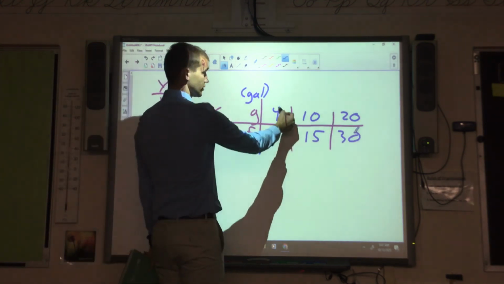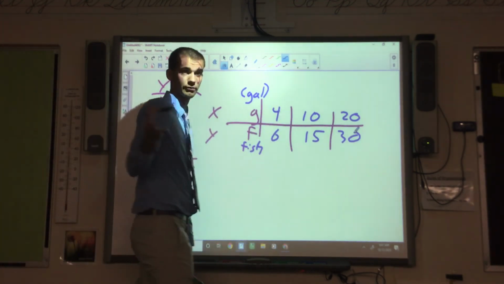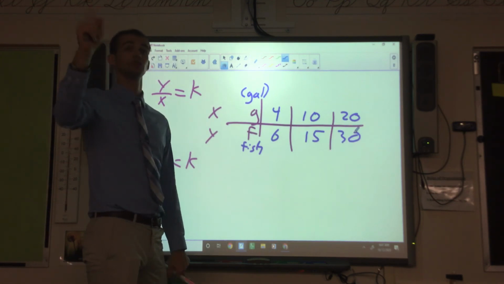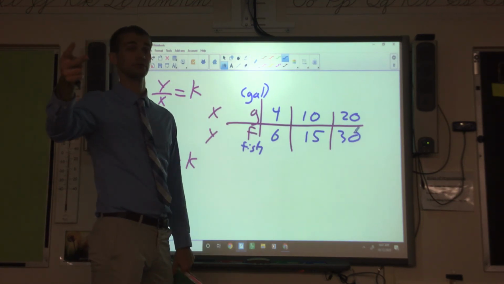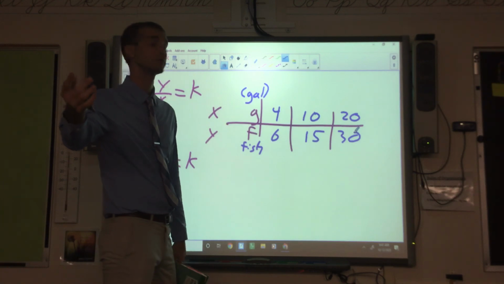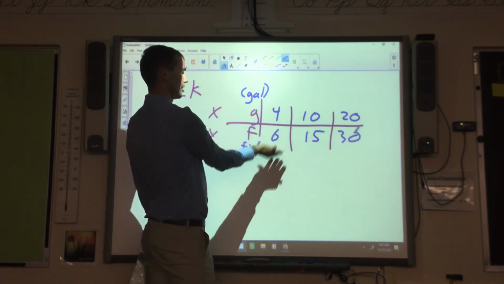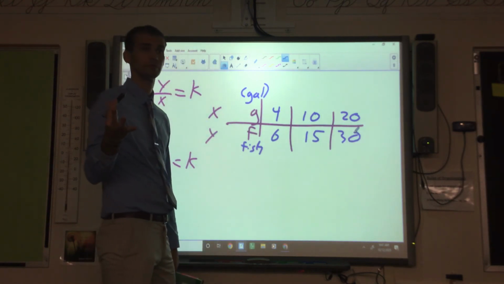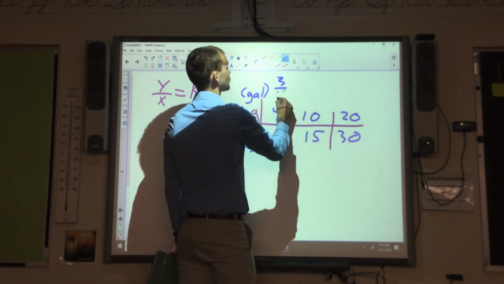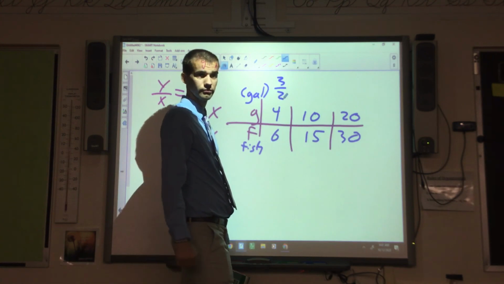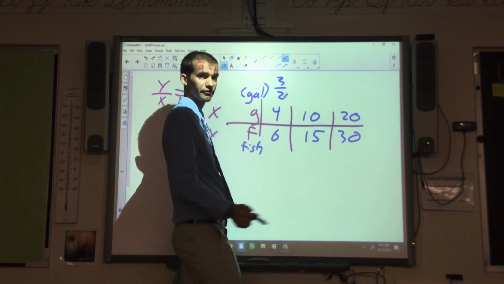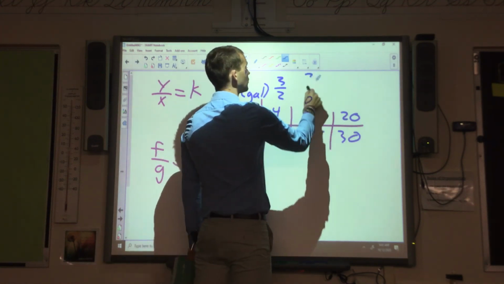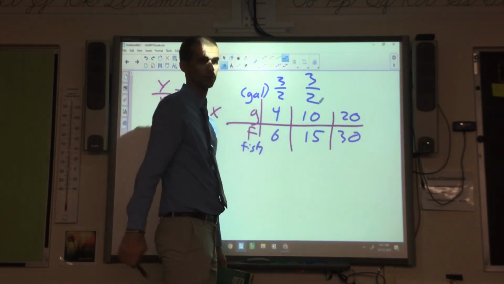Yeah, so do 6 over 4. 6 over 4, what's that when you simplify it? You can do it two ways. You can do it as a fraction or you can do it as a decimal. Not 2 over 3, because remember we're doing F over G. Yep, 3 over 2. Do we want to do it as a fraction or a decimal? Fraction. Okay. So 3 over 2, 15 over 10? What is it when you simplify it? 3 over 2. Yep. What about 30 over 20?